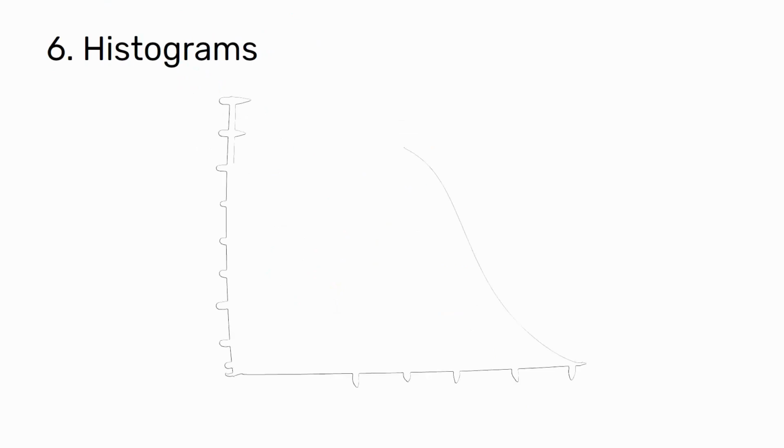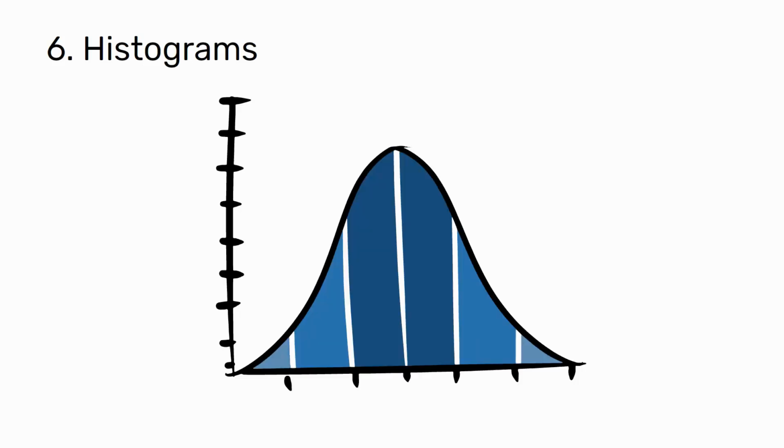6. Histograms. Histograms are graphs that show the distribution of data. They are used to identify patterns in data, evaluate the quality of a process, compare two populations to find similarities and differences, and more.